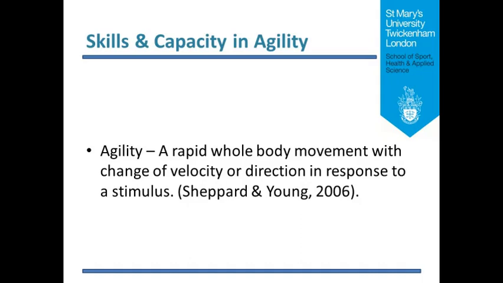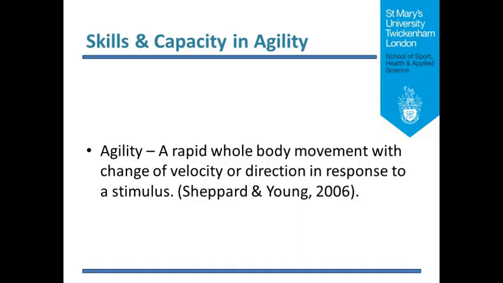Now coming back to the second portion of the skills and capacities in agility. Agility is a rapid whole body movement with change of velocity or direction in response to a stimulus, as defined by Sheppard and Young 2006. In a sport like tennis, the agility demands highly depend on the stimulus, that is, where on the court the athlete is anticipating to hit or to receive the ball.